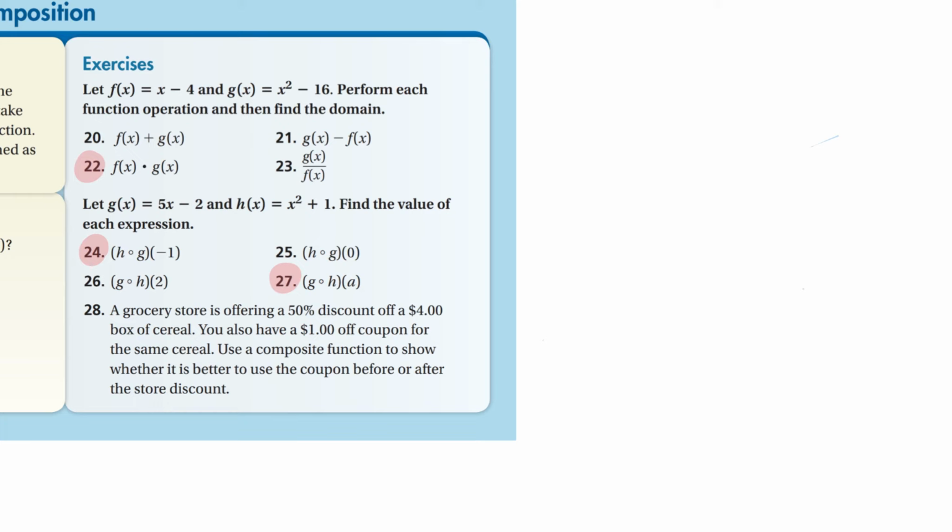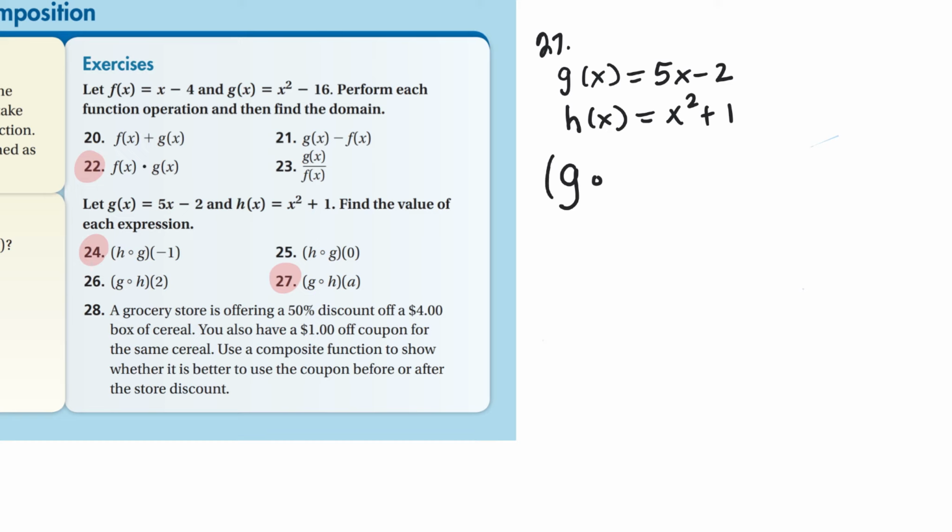Okay. So now we're going to do 27. So we're going to start out by writing 27. I know that g of x gives you 5x minus 2. I know that h of x gives you x squared plus 1. Those are our two equations. So now we got to determine g, little circle. That little circle means composition. And now we're going to input a variable called a.